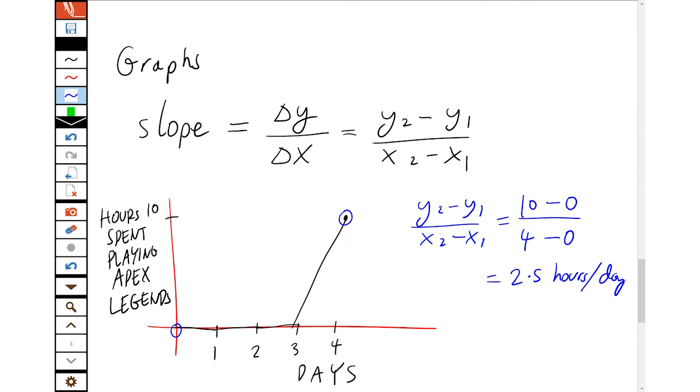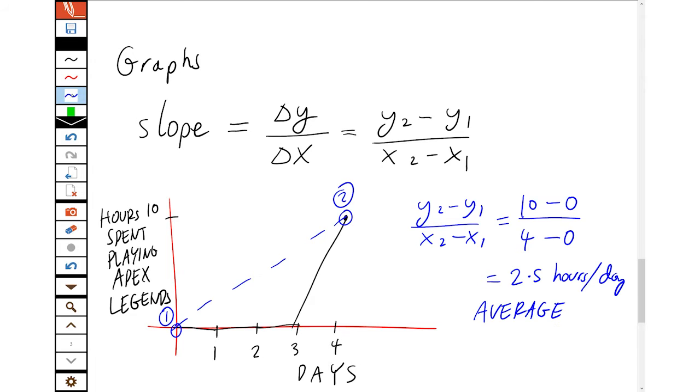But you can see that's not actually what happened. That's the average between the second point and the first point. So it's a useful value, but that's not actually what happened. So that's the average value.